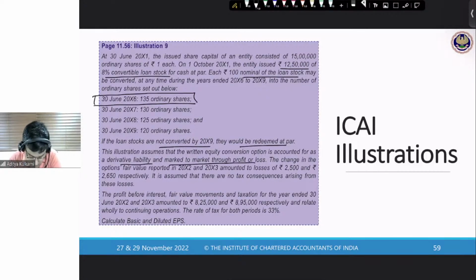The change in the option's fair value reported in X2 and X3 amounted to losses of 2,500 and 2,650 respectively. It is assumed that there are no tax consequences arising from these losses. The profit before interest, fair value movements and taxation for the year ended 30th June X2 and X3 amounted to 8,25,000 and 8,95,000 respectively and relate wholly to continuing operations. The rate of tax for both the periods is 33%. Calculate basic and diluted EPS.